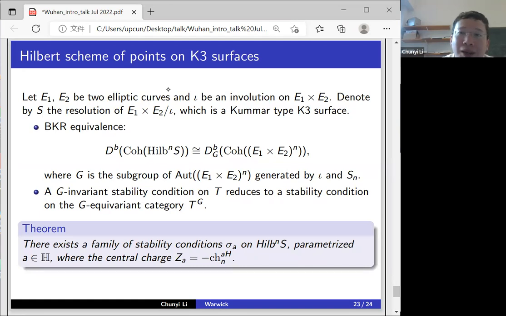We know 20 years ago, people knew the BKR equivalence, and with some technical results on the reduction of stability conditions via G-equivariant derived categories, we can construct a standard family of stability conditions on the Hilbert scheme of any number of points on the K3 surface, which is also a very interesting higher dimensional Calabi-Yau variety.